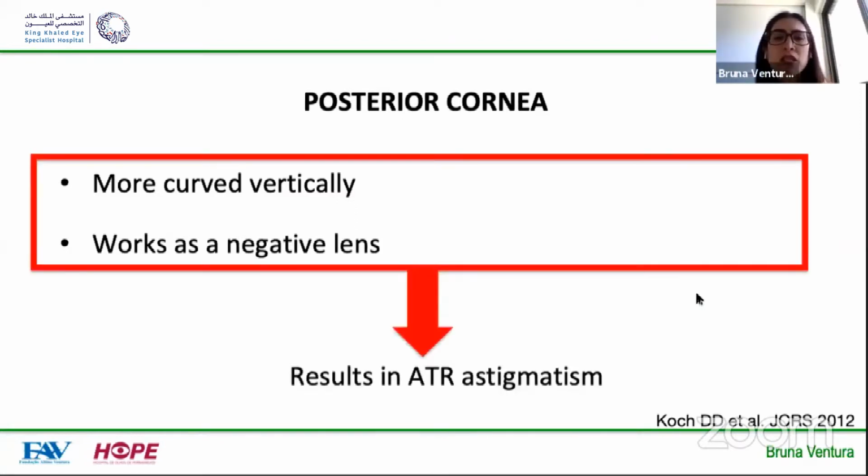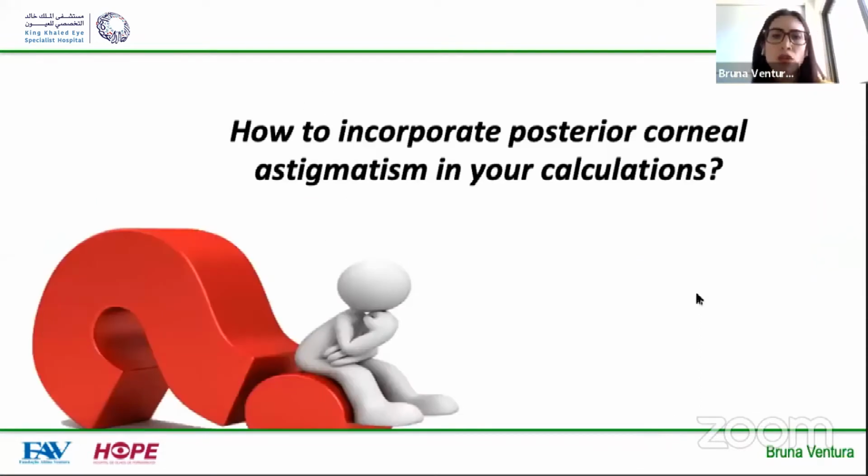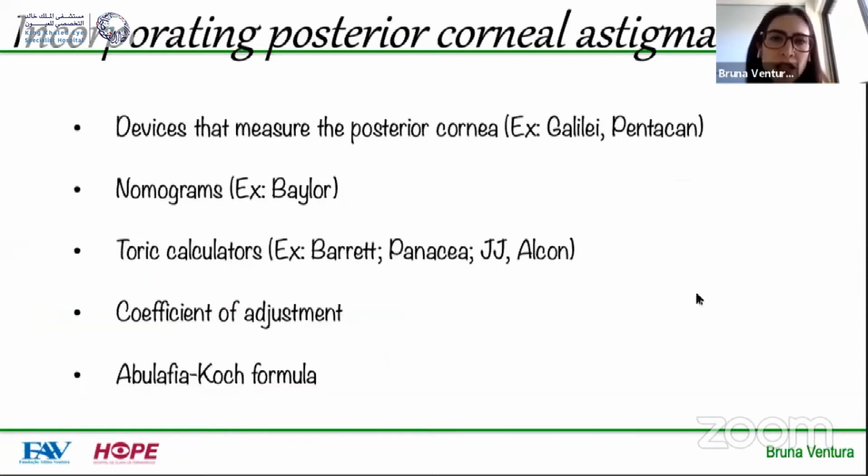So it does result in against-the-rule astigmatism when we're talking about how it optically changes light. But how do I incorporate posterior corneal astigmatism? There are so many ways of incorporating posterior corneal astigmatism nowadays.